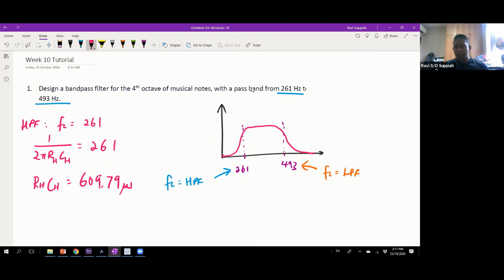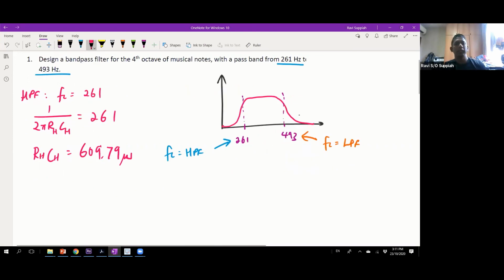Now what is the next step? When you're designing a filter on your own, you need to make some decisions, some choices. I know that the RC value together must be 609.79. The decision you can make is I can choose one of the components first, then I solve for the other. Because the question never gives us any specific restriction, correct? They never say use this particular resistor value or this particular capacitor value.